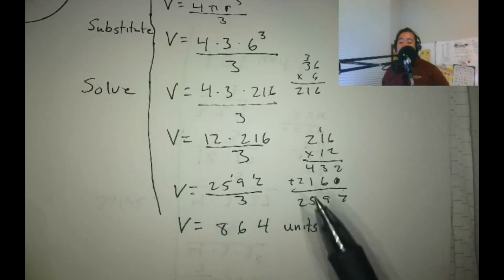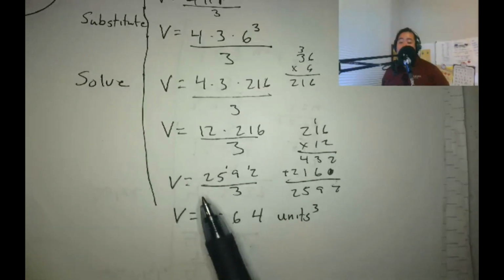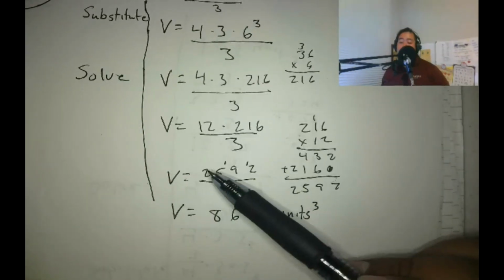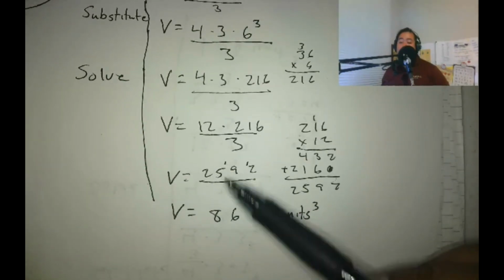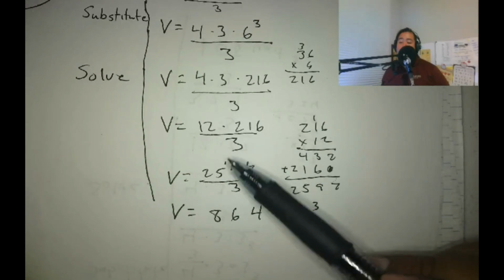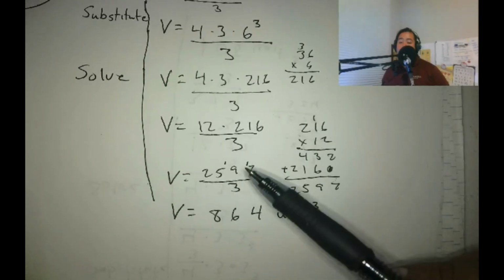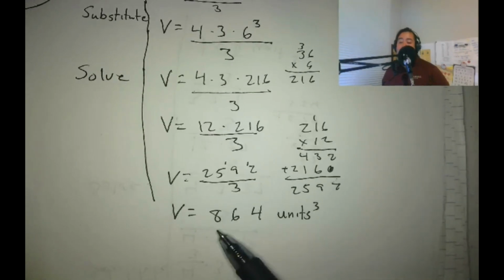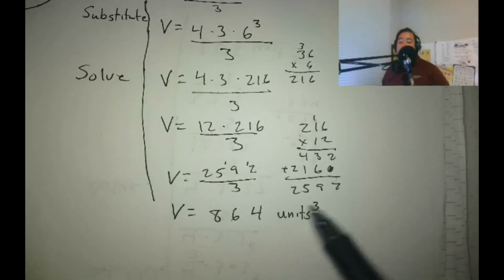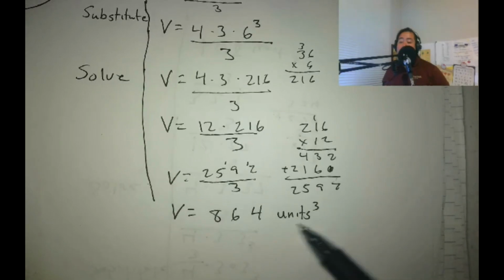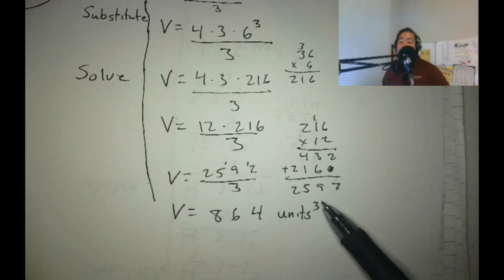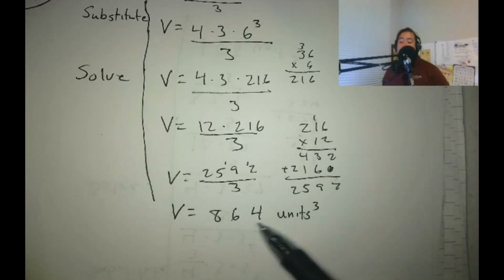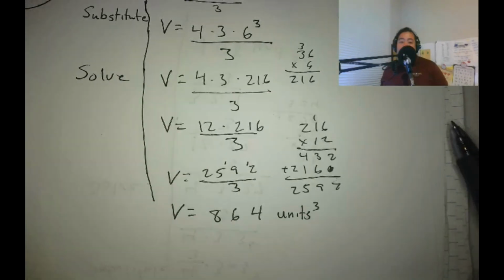So now my answer that I got, I'm going to divide it by 3 to give me my final answer to figure out the volume of this sphere. And I ended up making it, because 25 divided by 3 gave me 8 with the 1 left over. 19 divided by 3 was 6 with 1 left over, and then 12 divided by 3 was 4. So my final answer was 864, and I never forget, since it's a 3D shape, that means my units have to be to the power of 3, units cubed. 864 units cubed.